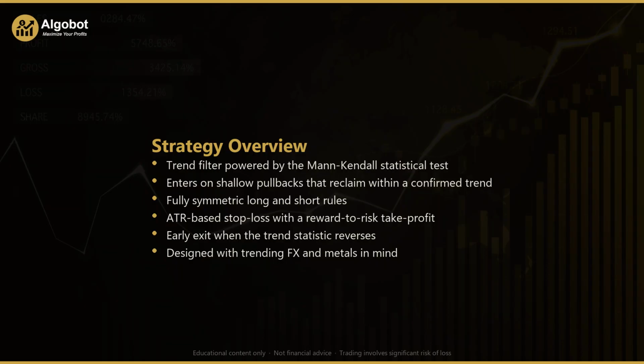This EA is designed with trending markets in mind, such as major foreign exchange pairs like the euro against the US dollar, or metals like gold, typically on the 30-minute through 4-hour time frames. That said, the time frame is never hard-coded, so it runs on whatever chart the tester selects. In terms of who it suits, this is educational material for traders who are curious about statistically grounded trend filters and who prefer studying dips within uptrends and rallies within downtrends rather than chasing extended moves. As always, trading carries real risk, and losses are a normal part of the process.